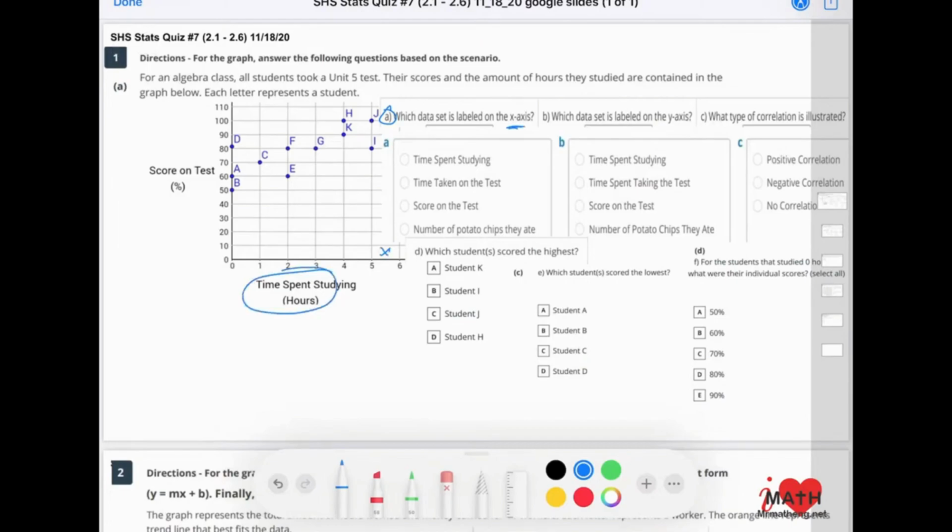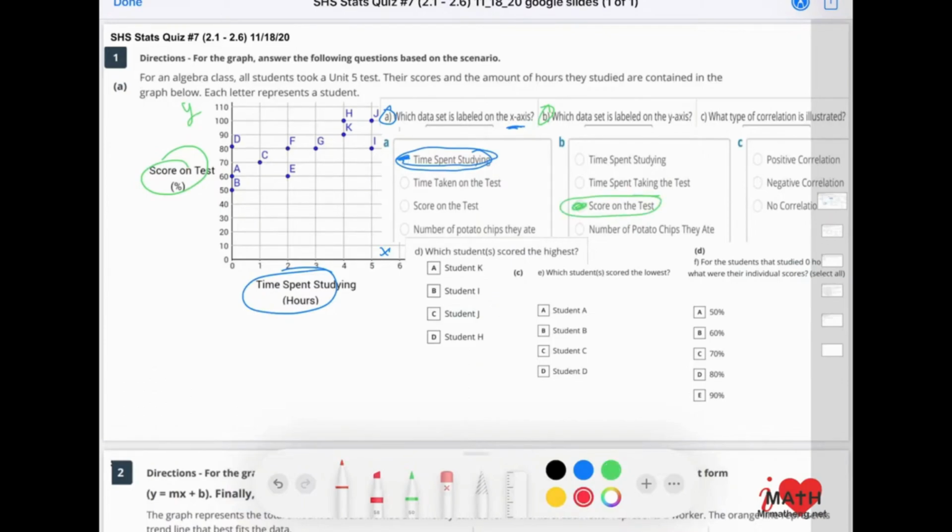X-axis is here, so that would be time spent studying. B. Which data set is labeled on the y-axis? Well, this is the y-axis, so that would be score on the test, which would be that choice.